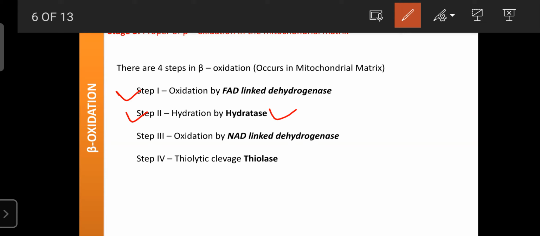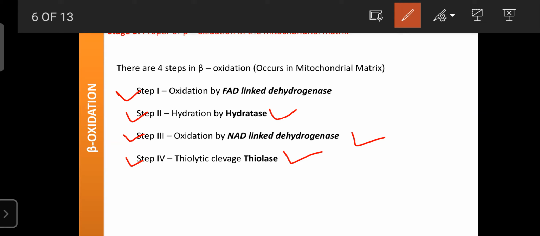The third step is oxidation, regulated by the NAD linked or NAD dependent dehydrogenase enzyme. Then the fourth reaction is known as thiolytic cleavage, regulated by thiolase. Like that, these steps for each fatty acid oxidation are run 8 times. Finally it forms acetyl CoA, and that acetyl CoA enters further into the TCA cycle.